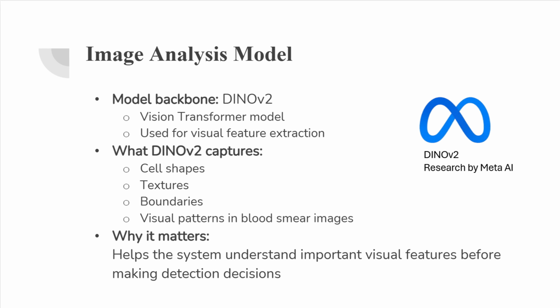One technical improvement in our project is the image analysis model we selected and how it fits into the full system. In our project, the detection model used DINO-V2 as the visual backbone. DINO-V2 is a vision transformer model, and in our system, it is used for feature extraction. This means that instead of directly classifying the image from scratch, the model uses DINO-V2 to capture important visual features from the blood smear image, such as cell shape, texture, and boundary.